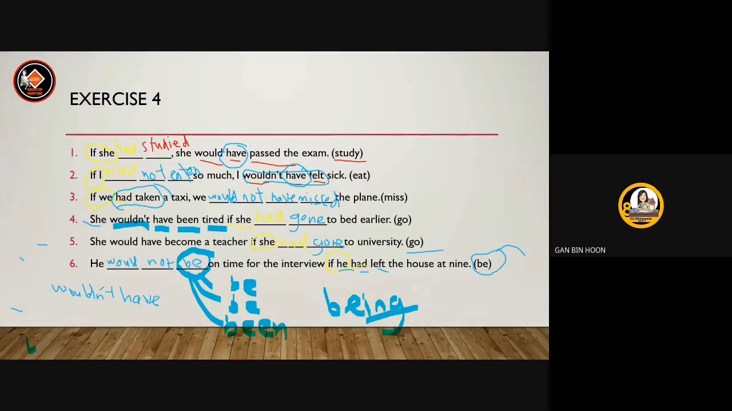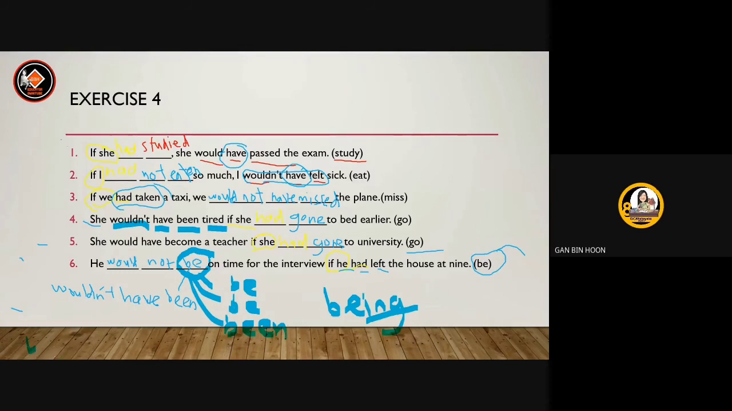Okay. Apa B ni, teacher? B will be been. Okay. So the answer will be he wouldn't have been on time for the interview if he had left the house at 9. Okay. Can you understand?